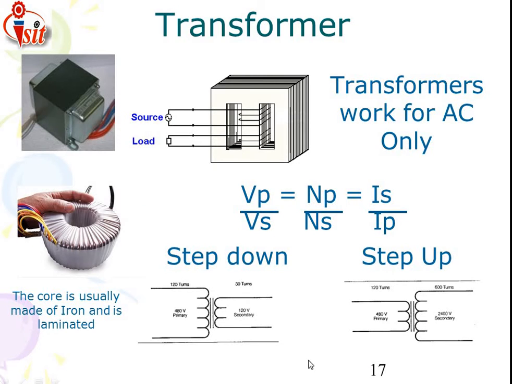Then the transformer. There are so many types of transformers we use in our day-to-day life in electronic circuits. This is a transformer working for AC only. Here is a source and a load connected over here. This is one type of transformer. For this, the primary voltage divided by the secondary voltage is equal to N primary divided by N secondary, which is equal to secondary current divided by primary current. This is a step down transformer, and this is a step up transformer. The core is made of iron and is laminated.